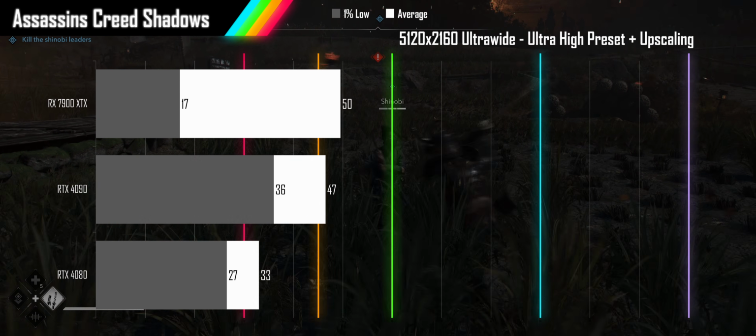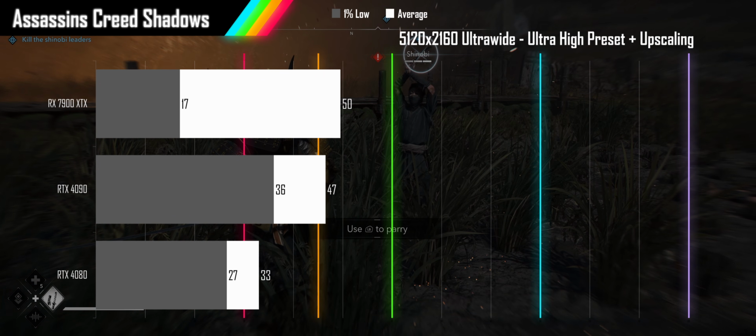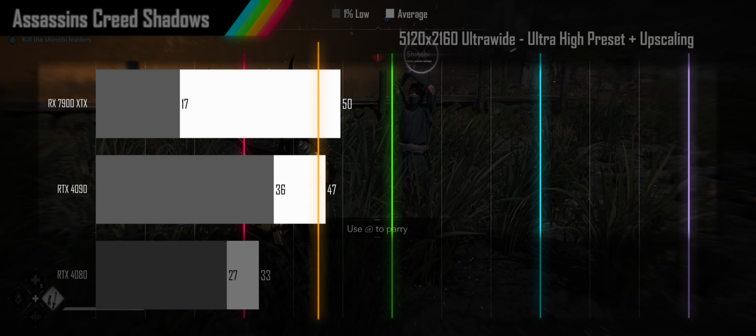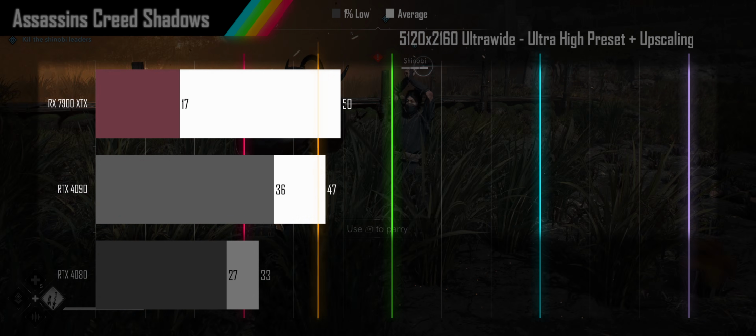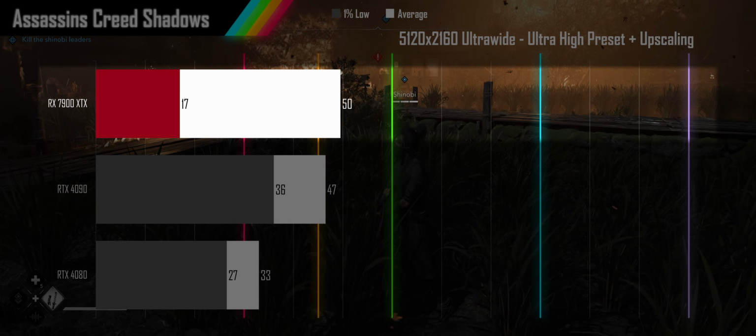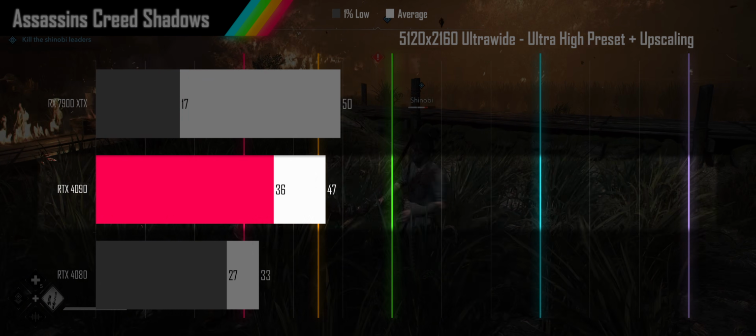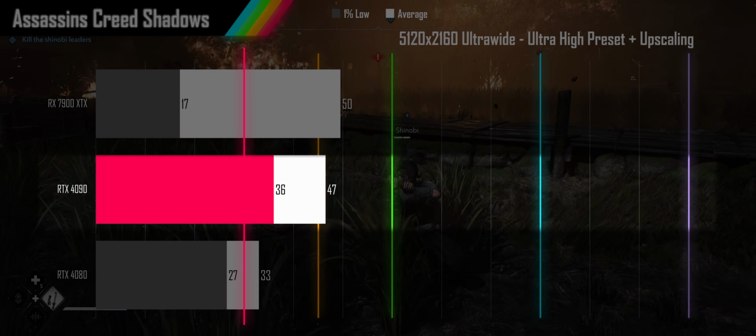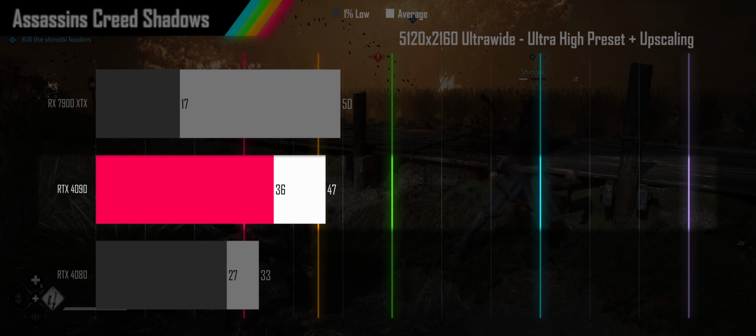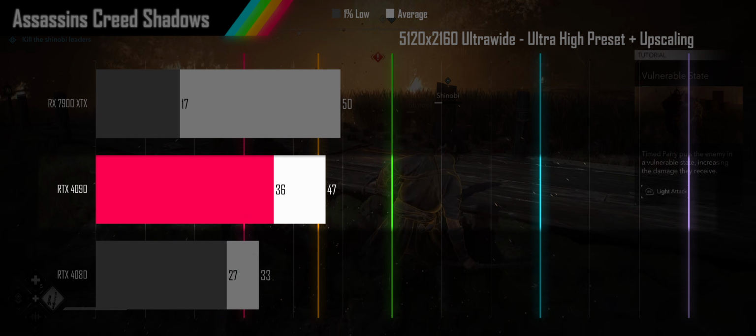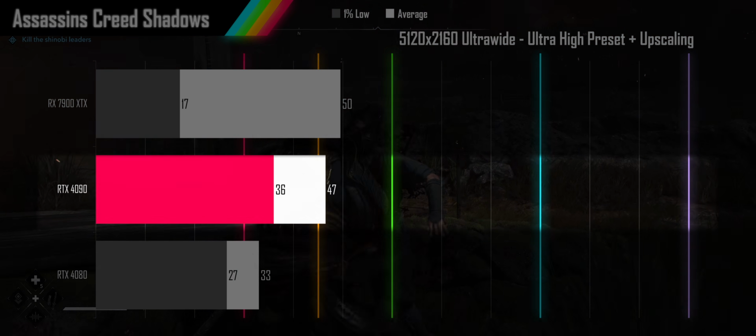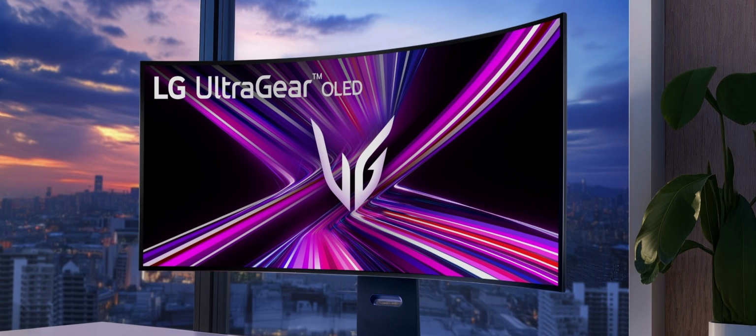Turning on quality upscaling for both DLSS and FSR puts the 7900 XTX and 4090 over the 45 FPS line, and while the 7900 XTX is still seeing 1% low troubles, the 4090 managed 1% lows over 30 FPS, meaning you can have a better than console experience with a variable refresh rate monitor with low frame rate compensation, which sadly there's only one at this resolution, and it's not yet released in all regions.